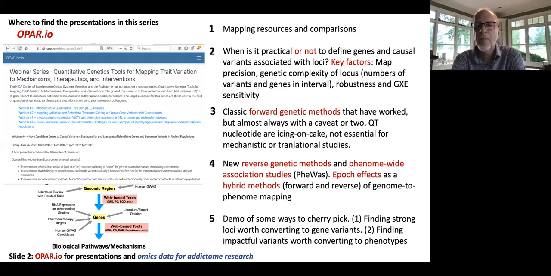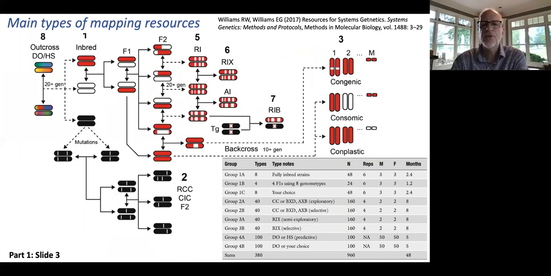And finally, time permitting, I'll give you a demo of some ways to cherry pick old findings, new sequence variants, and to do genome to phenome analysis in both directions, both forward and reverse. So that's the outline. So a couple slides on resources.